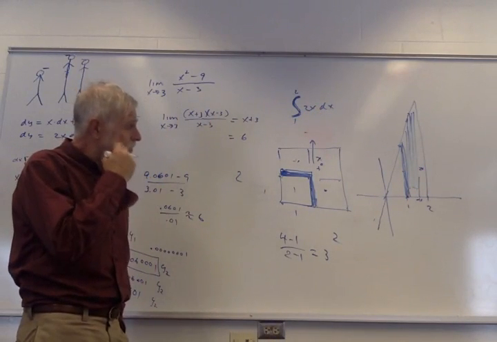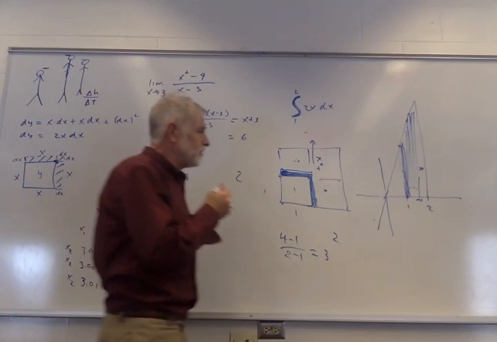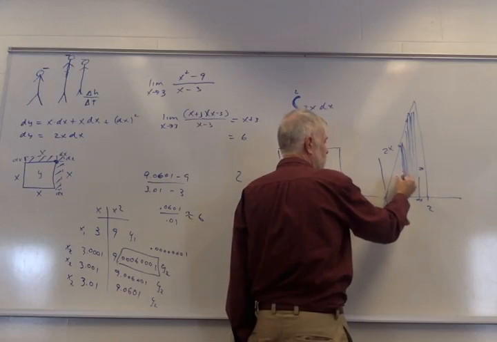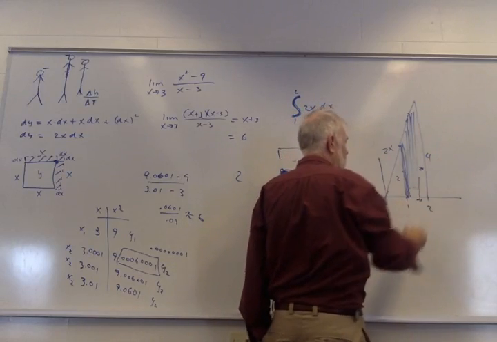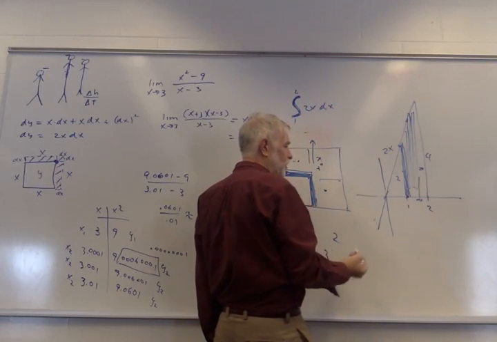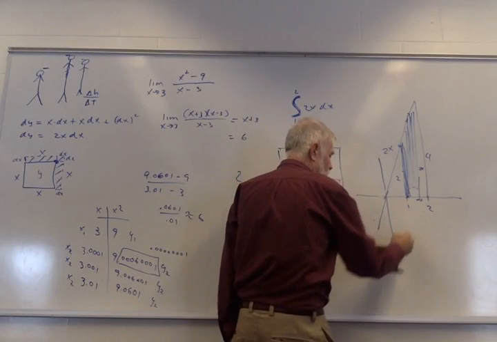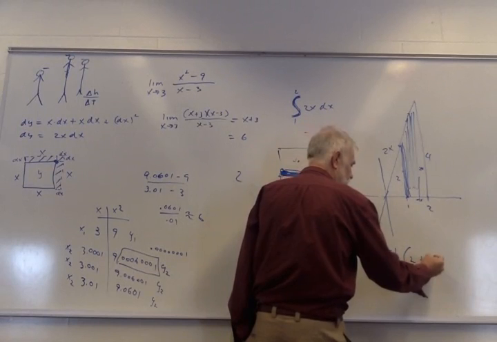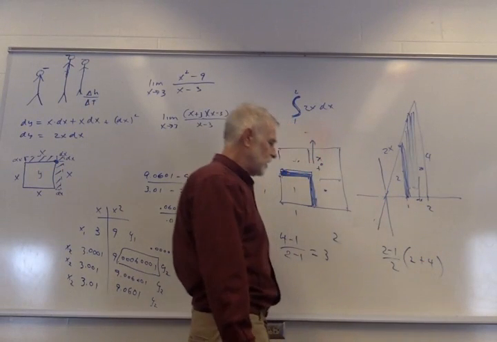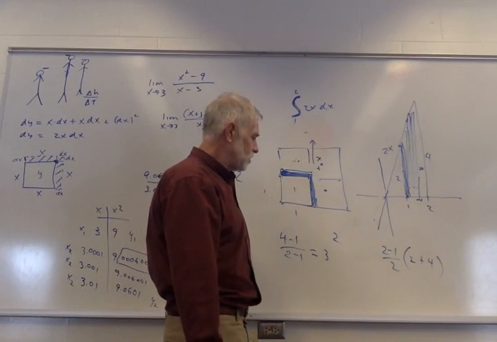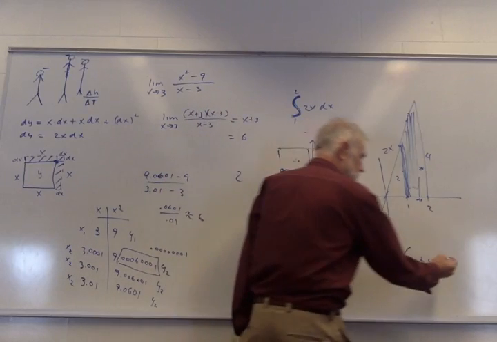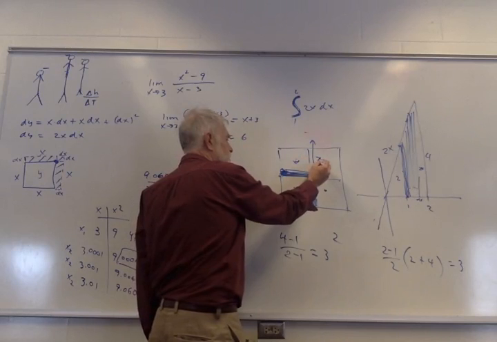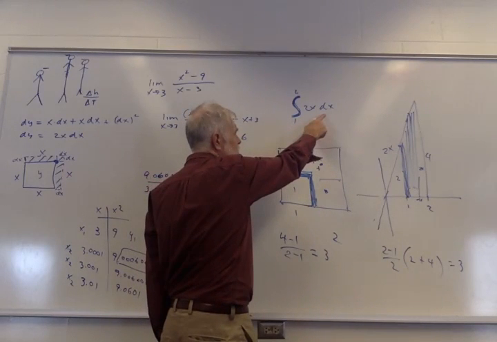Well, that's a trapezoid. I think we can see what the area of a trapezoid is. We've got the function 2x, so the altitude on the left is 2, the altitude on the right is 4, and the formula for a trapezoid is width divided by 2. So 2 minus 1 over 2 times the altitude on the left plus the altitude on the right, the average of the left and right-hand rectangles. Lo and behold, half of 6 gets us 3 units of area.